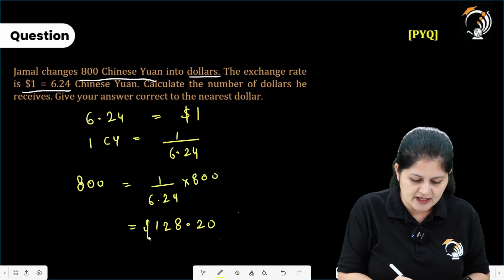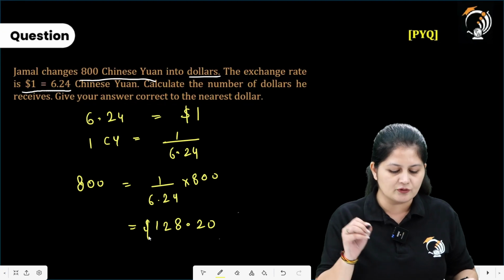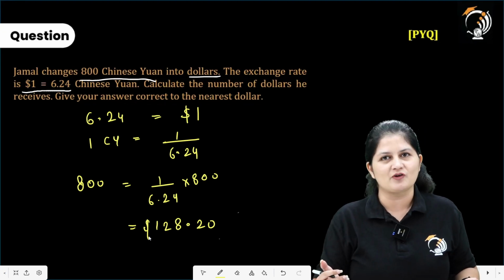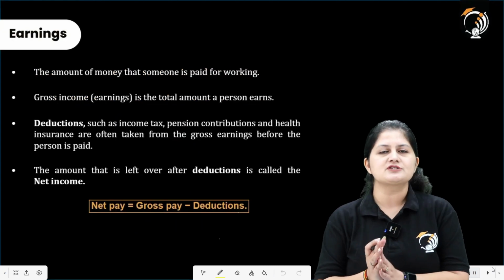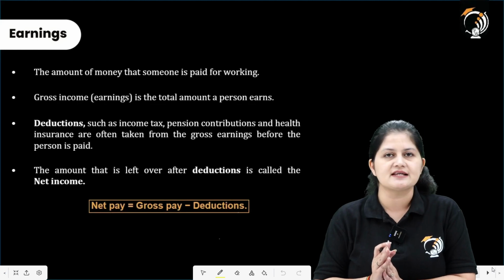And the question was saying that we need to give our answer correct to the nearest dollar. So that is what we have got as our answer. Clear? Moving to the next topic that we have here, which says earnings.